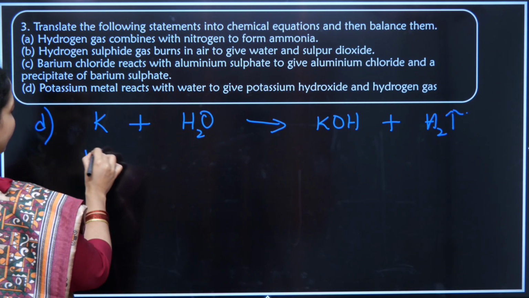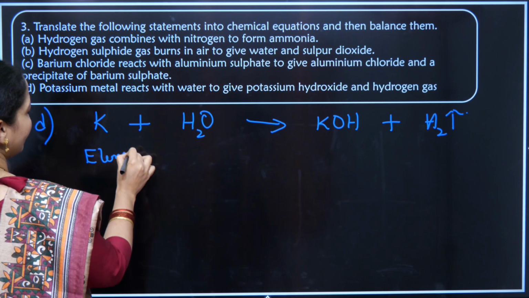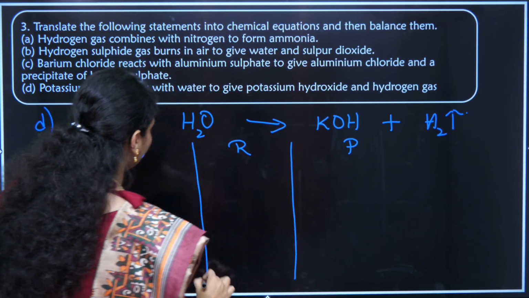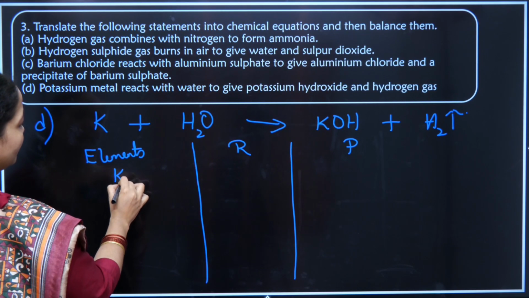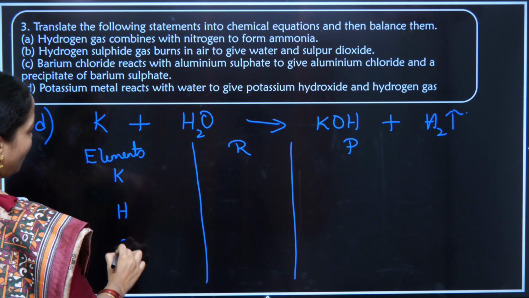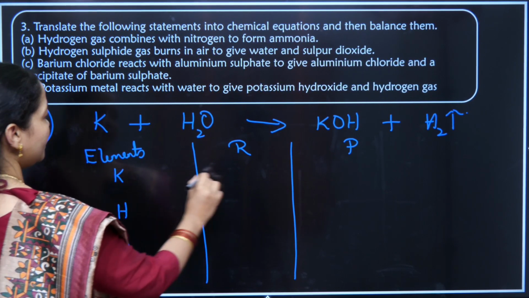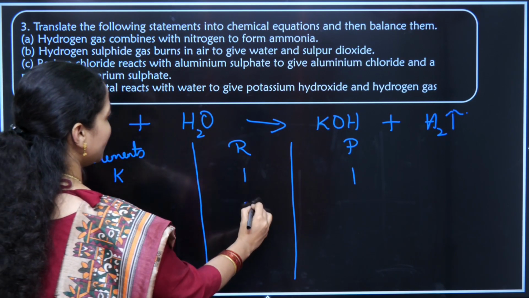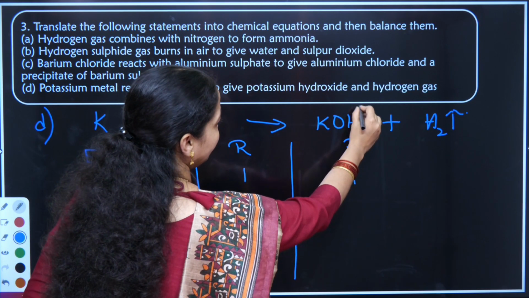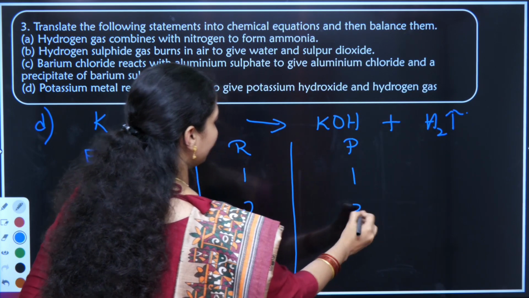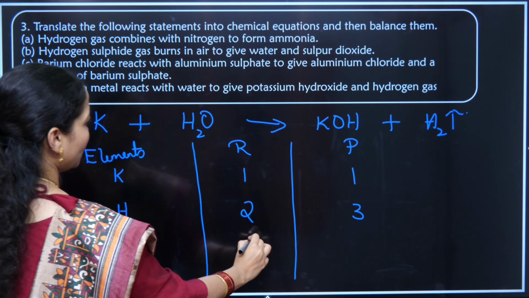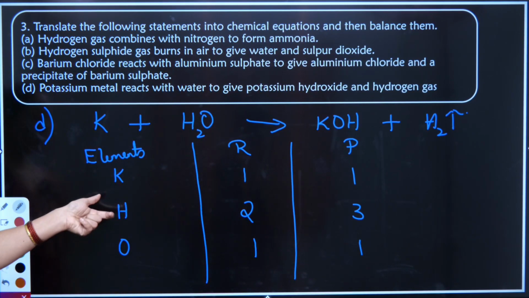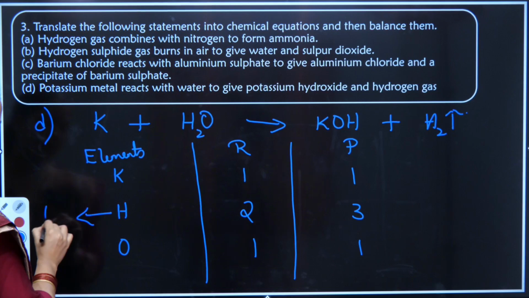Let us write the same elements, reactant, product. The names of the elements present: potassium, hydrogen, oxygen. So potassium is 1 on the reactant side, 1 on the product side. Hydrogen 2 in my reactant and 3 in the product, 1 here and 2 here. Oxygen 1 in my reactant, 1 in my product. Therefore, I'll start with hydrogen. I'll strike first on hydrogen.